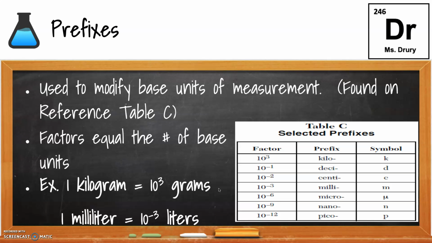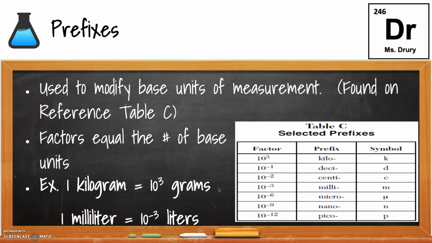And then the other way you can do it is with the smaller values. A milliliter is 10 to the negative third liters. So if you see milli and it says 10 to the negative third, it's 10 to the negative third liters, or 0.001. So yeah, you need to know your scientific notation just a little bit.